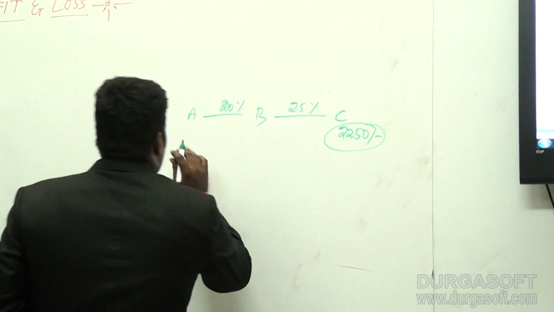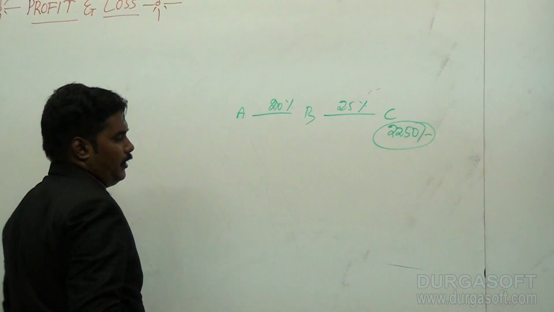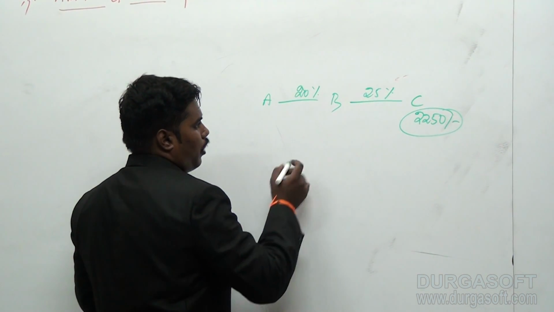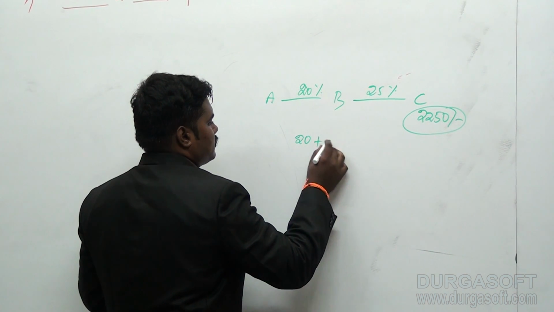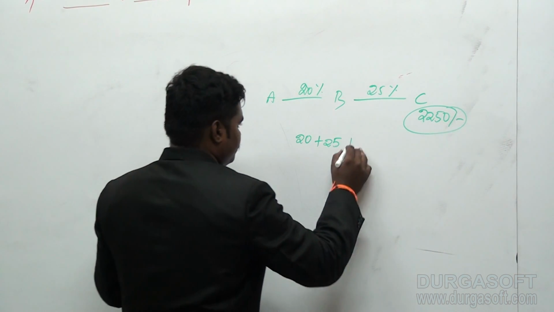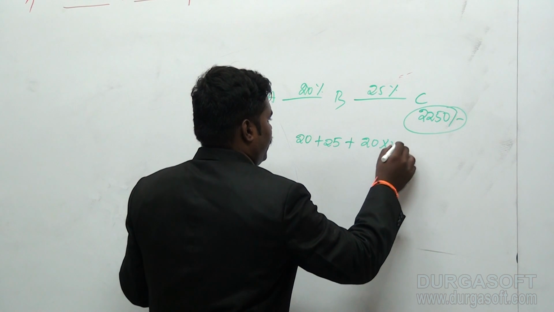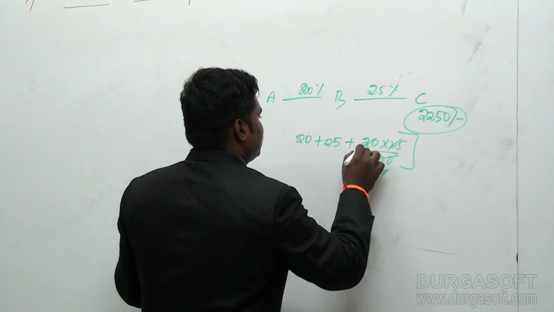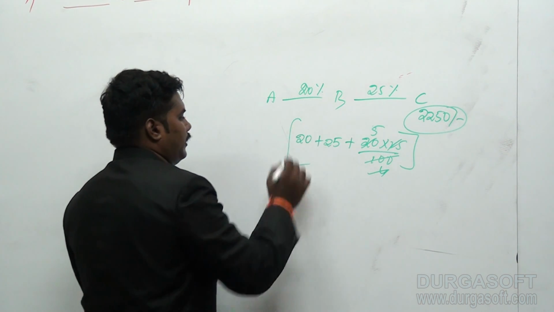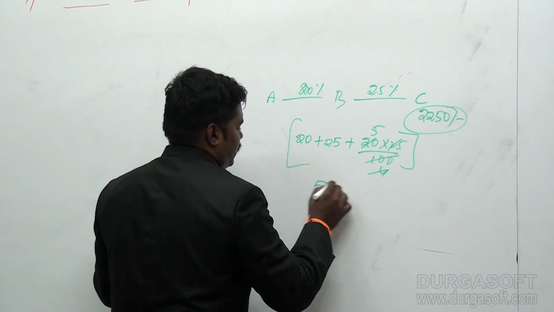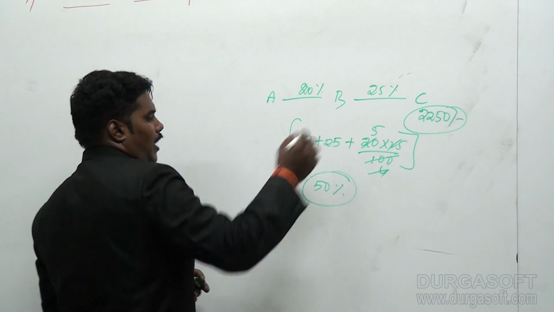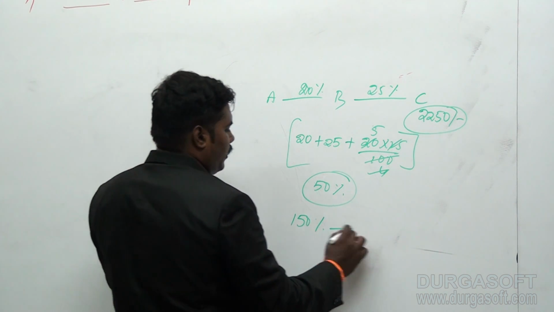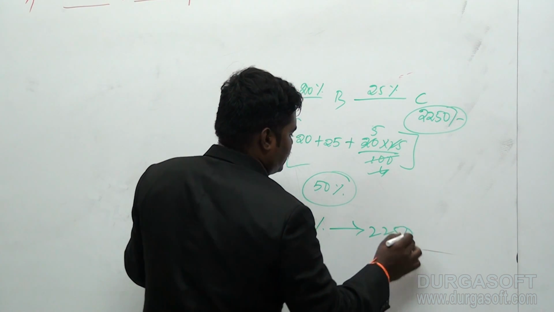Okay, that means the cost price of A has to be found out. Then what is the resultant profit here? Total aggregate profit here is 20 plus 25 plus 20 into 25 by 100. 25 ones are 25, and 4s, 4 ones are 4, 4 fives are 20, you get 50, that is 50% profit. That means this value contains 150%.